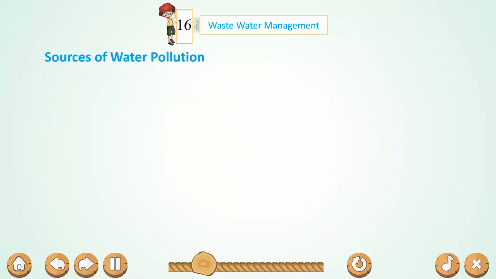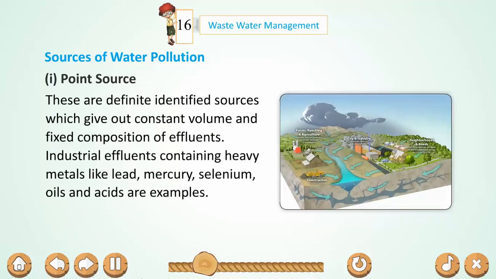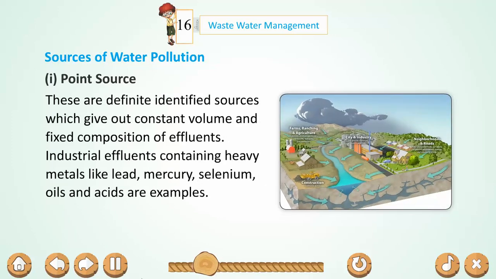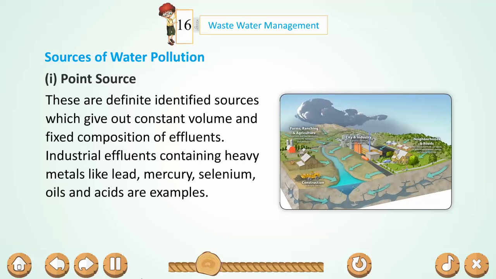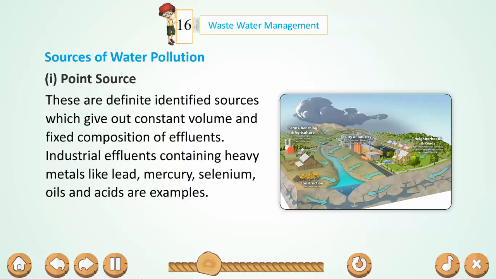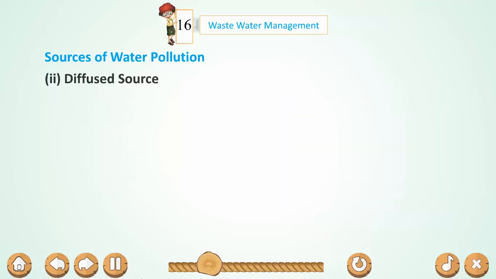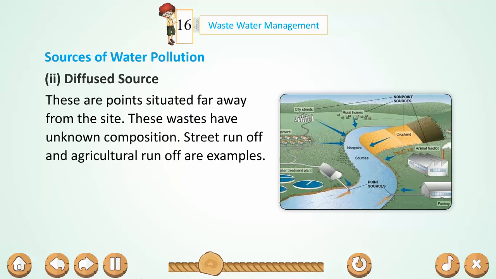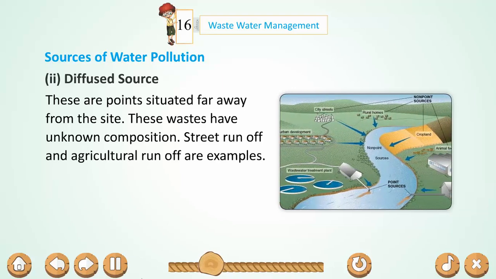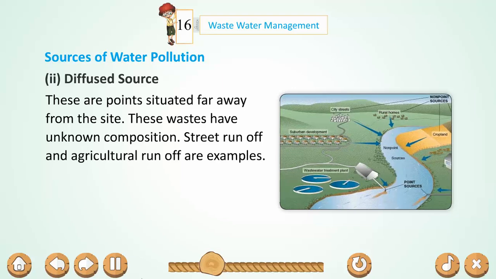Sources of water pollution. Point source. These are a definite, identified source which gives out constant volume and fixed composition of effluents. Industrial effluents consisting of heavy metals like lead, mercury, saline, oil and acids are examples. Diffuse source. These are points situated away from the site. These wastes have unknown composition. Street runoff and agriculture runoff are examples.